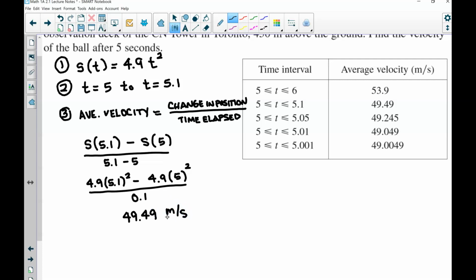So if you take a look at this table, this is our interval, similar to what we did in our previous example. Again, we were trying to find the values in a brief time interval of 1/10 of a second between 5 and 5.1, and we determined that for that interval, the average velocity is 49.49 meters per second.